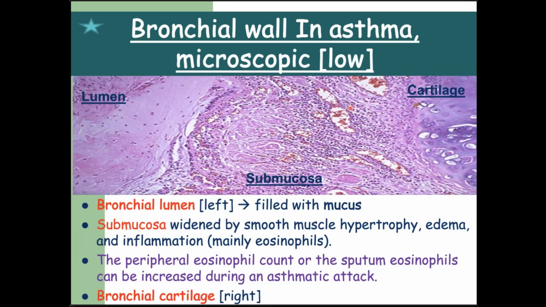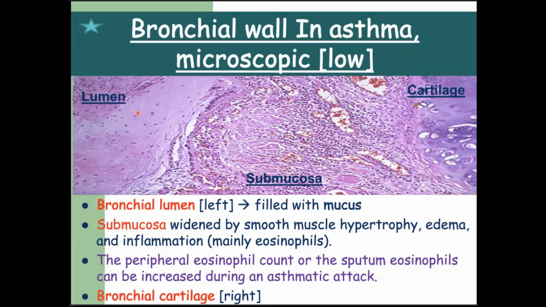Again, a low power, but more detail. On the left side is the lumen. In the center is the submucosa. This is the mucosa, very thin mucosa, the epithelium. Then this is the submucosa, and this is the wall showing the cartilage on the right side. So in the lumen, you see a lot of mucus. Normally, you don't see this much mucus in the lumen, and some inflammatory cells, mainly eosinophils.